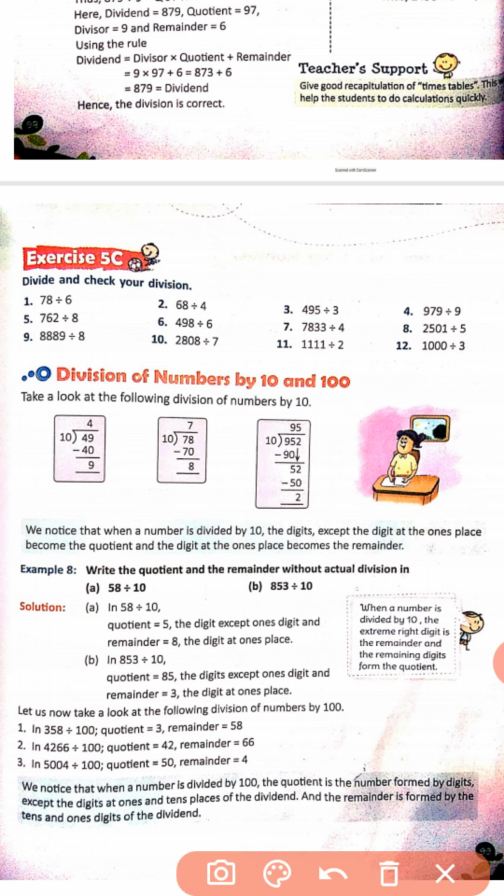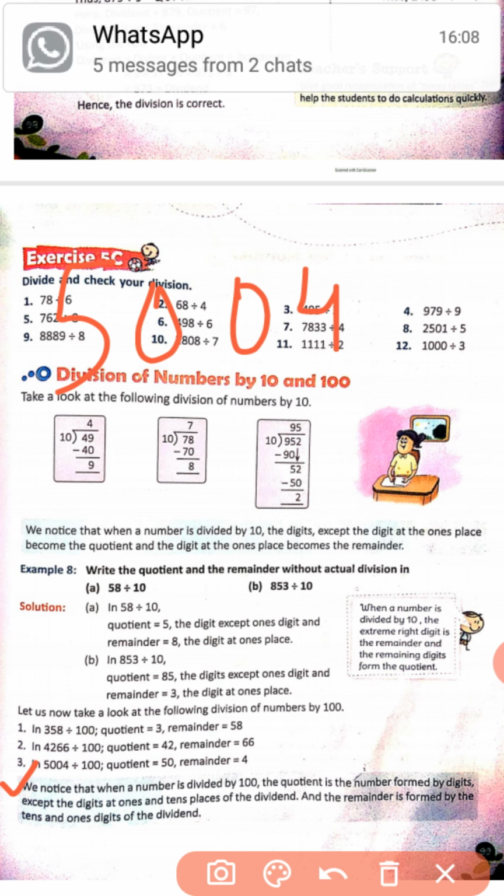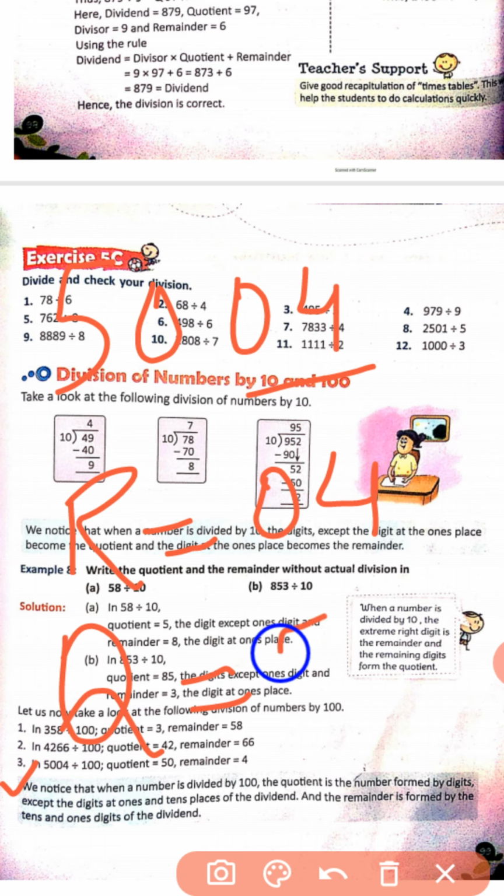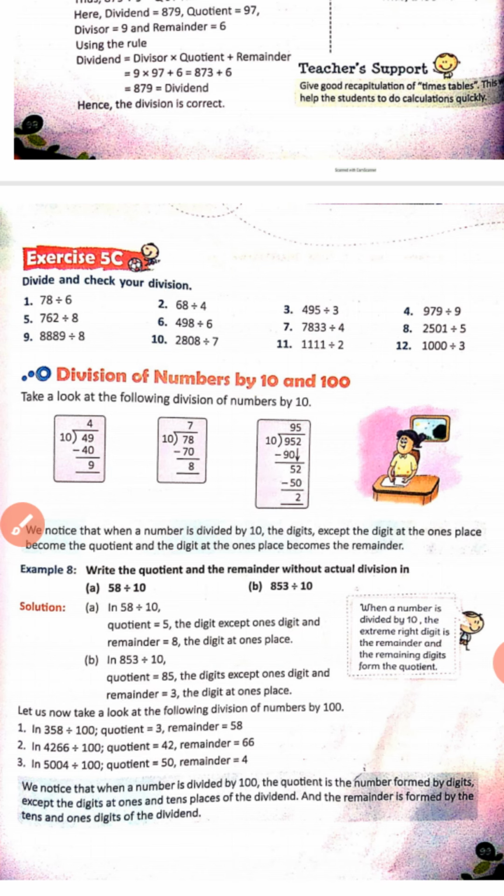Next, example 3, 5004 divided by 100. In this the remainder will be 04. We can write 4 also, and the quotient will be 50. When you divide by the long method, then also you will get the same answer. So in this way we can find the quotient and remainder easily.